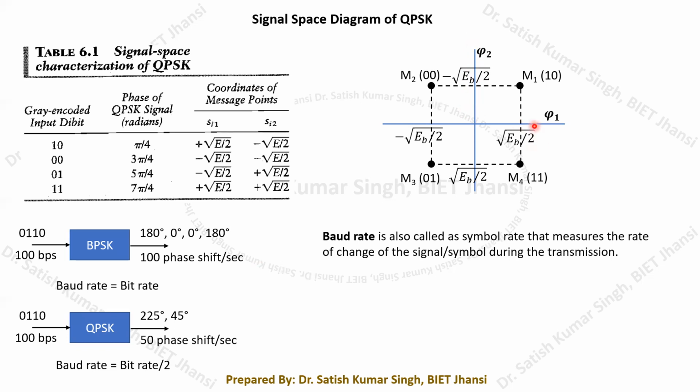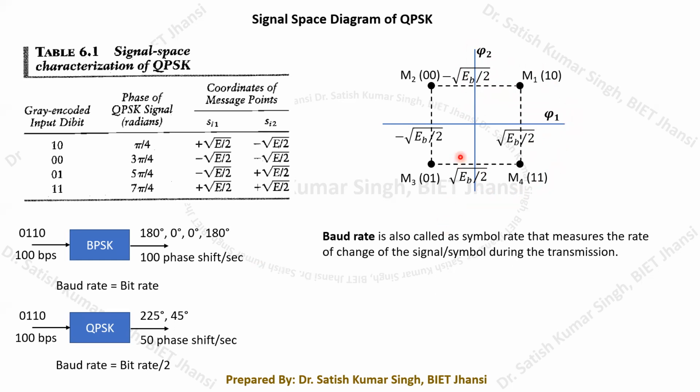Because in the anti-clockwise direction, the angle is measured in the positive direction, this is the positive. If you are adding plus 90 degrees, then this particular vector should be rotated in the anti-clockwise direction. If you want to subtract 90 degrees, then in this way it has to be rotated in the clockwise direction. So that idea must be there to understand this particular signal space diagram.